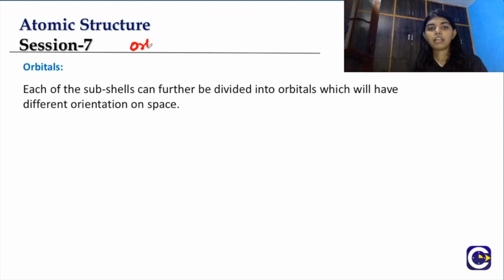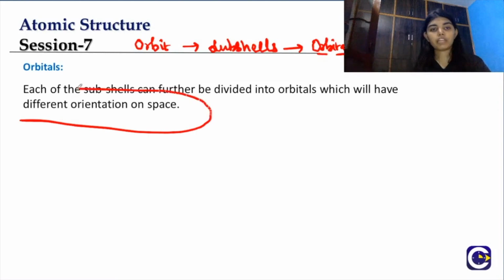See here that an orbit can be divided into subshells, and subshells can be divided into what? Orbitals, right? So, each of the subshells can further be divided into orbitals which have different orientation in space.